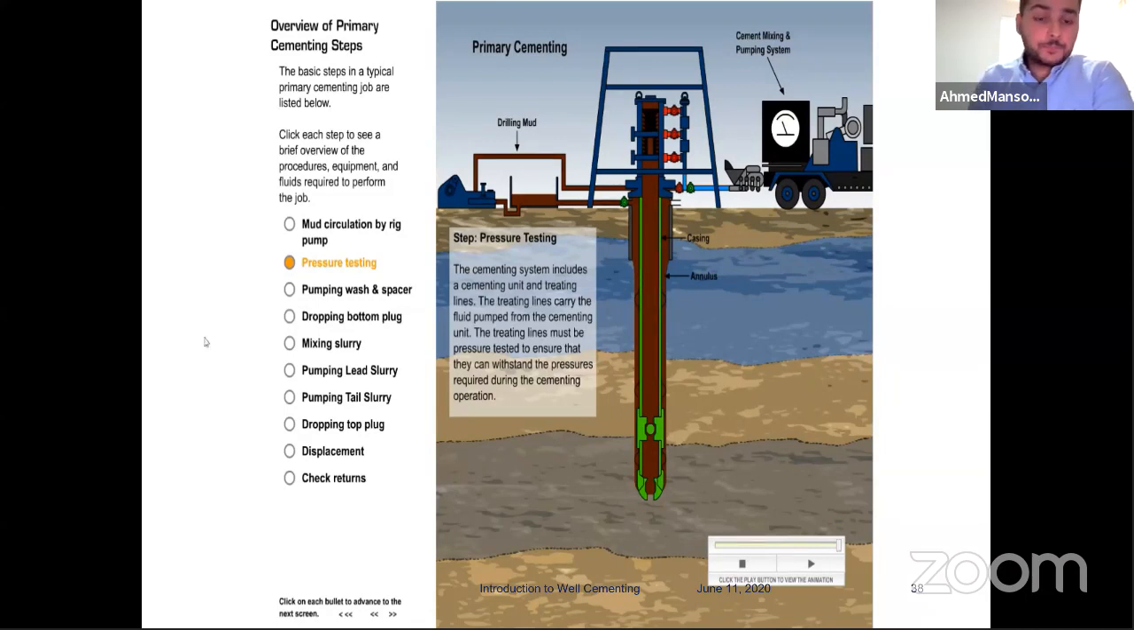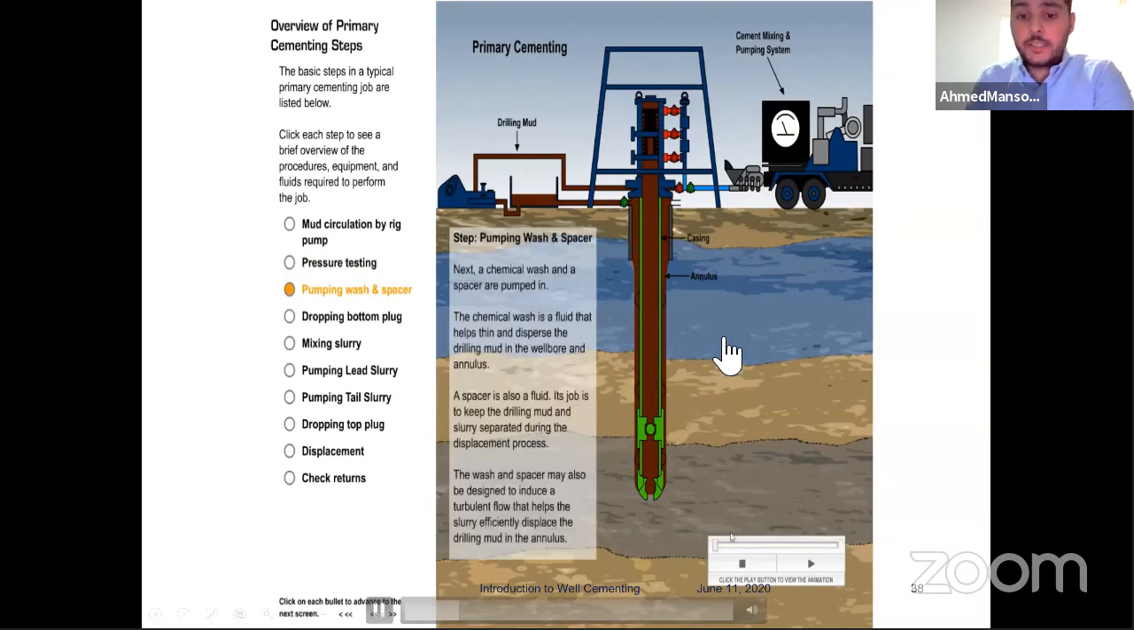After that, we pump a spacer ahead of cement. We have different types of spacer: freshwater spacer and chemical spacer. Usually we use chemical spacer whenever we have a production job or critical job, where the spacer allows us to clean up the wellbore before we pump the cement. But for surface and intermediate, usually we pump freshwater.